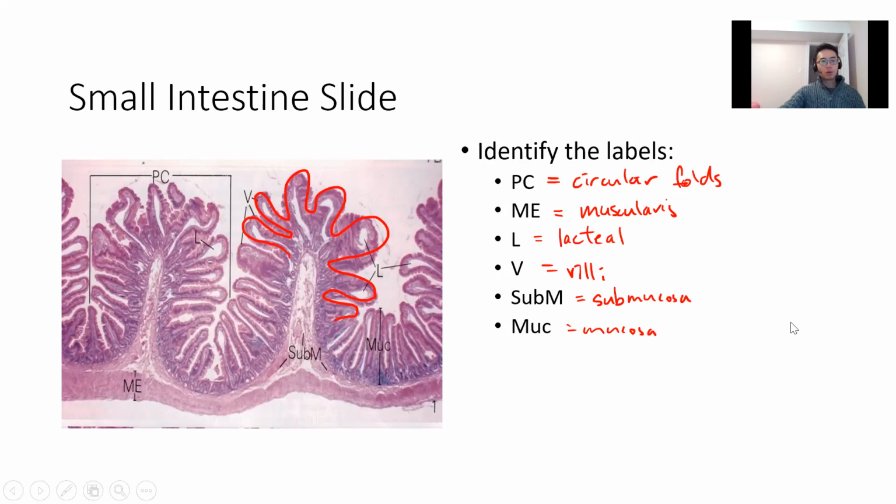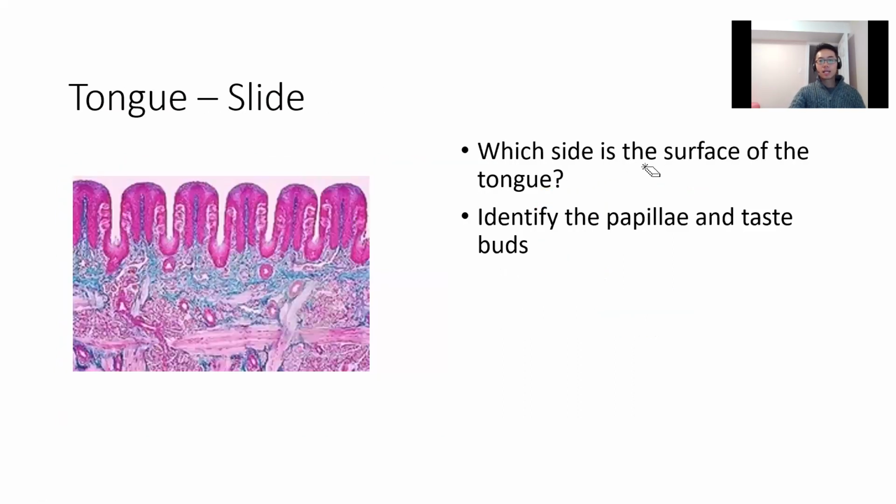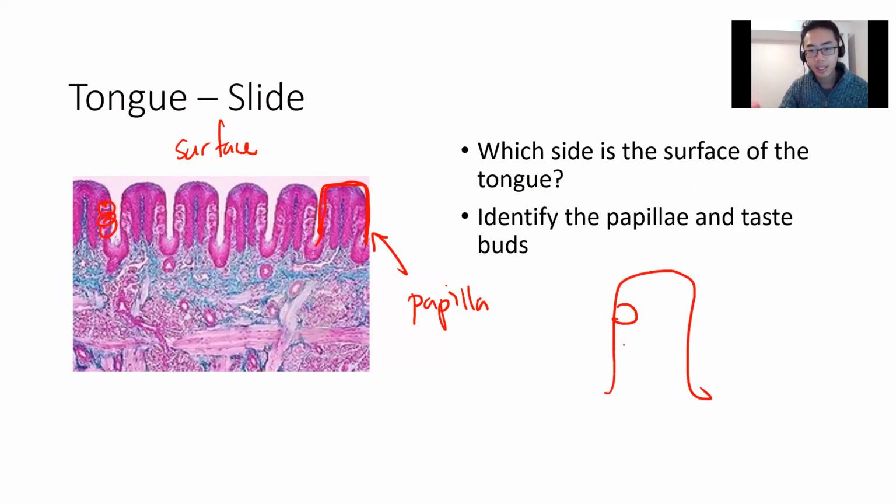And finally, just one more. Which side is the surface of the tongue? Okay, so this here is a papilla, and the plural is papillae, which means this would be the surface. That's where the food is going to go. And the taste buds are these little things on the side. If you look at the papilla on the side, that's where you will have the taste buds. So these lighter shades, those are the taste buds.